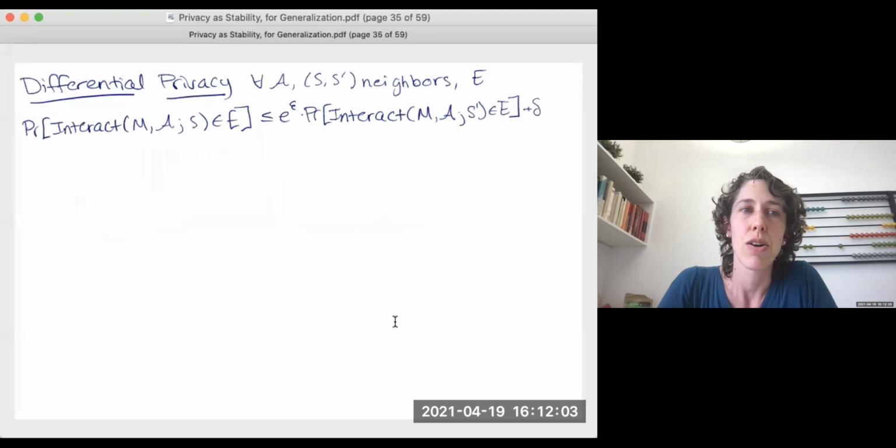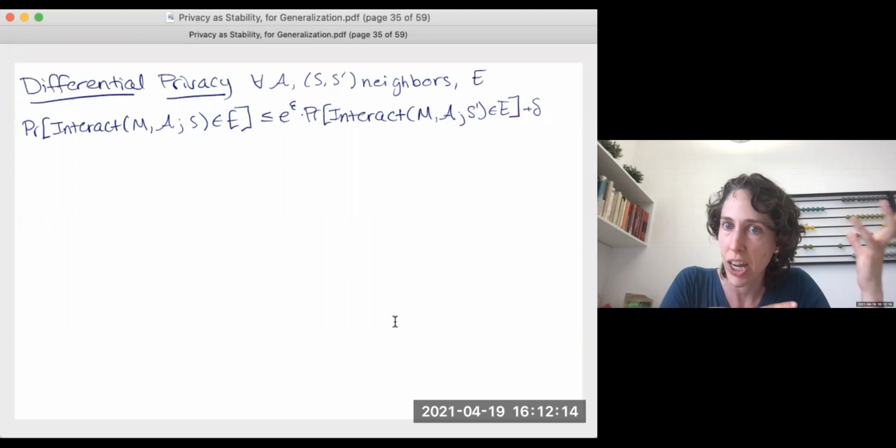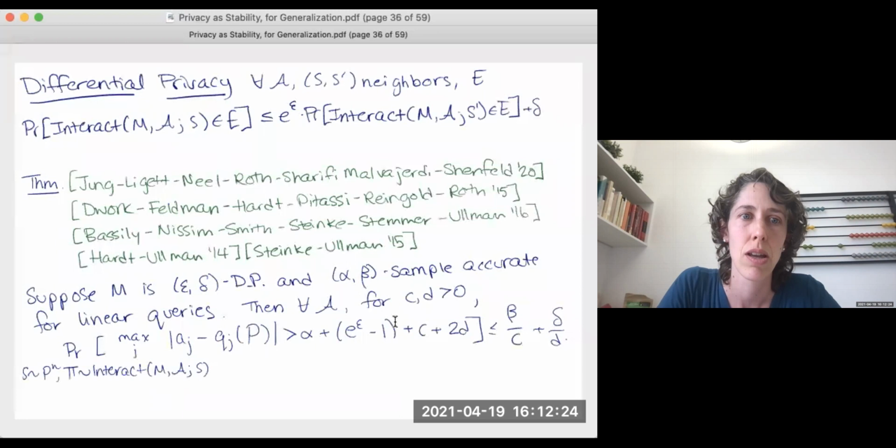So we recall that differential privacy is this stability notion. Again, if it's the first time you're seeing this, just think of it as: you make a small change in the underlying data set that has limited impact on the distribution over outcomes, limited in some particular form that has some nice properties. So the theorem that's our goal, our endpoint for today, is this theorem.